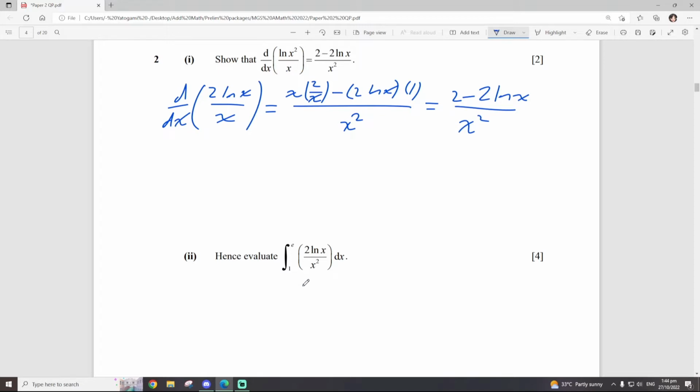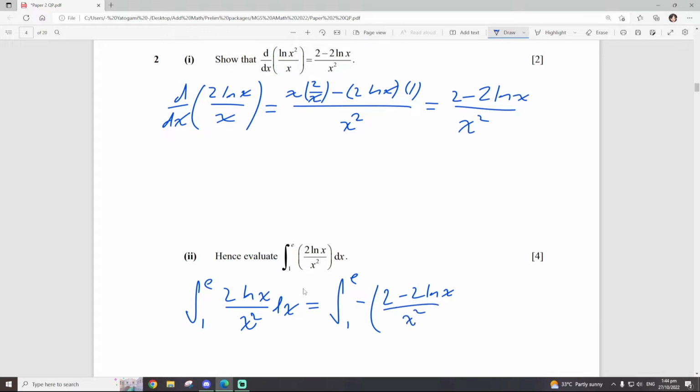Hence, evaluate the following integral. Okay, so the integral from 1 to e of 2 ln x over x squared dx. Now, hopefully you realize that this is the integral from 1 to e of minus (2 minus 2 ln x) divided by x squared dx. If I put the negative in, I'll get 2 ln x minus 2, but I want 2 ln x only, so I add back the 2 over x squared dx. And this will be the integral that we solve.